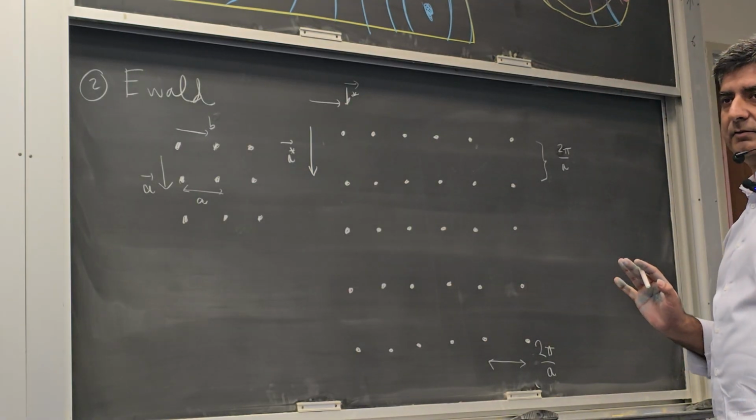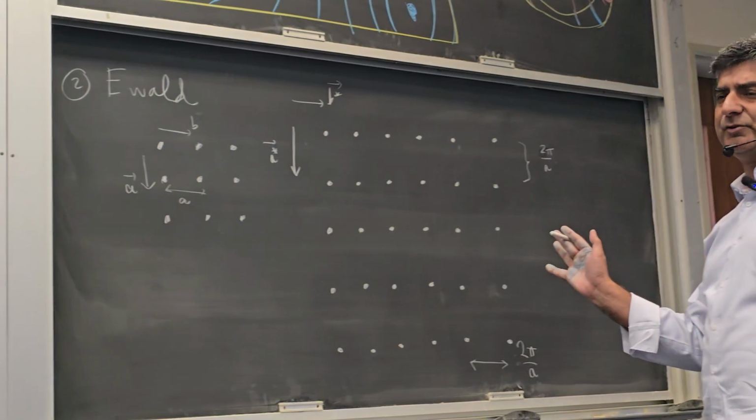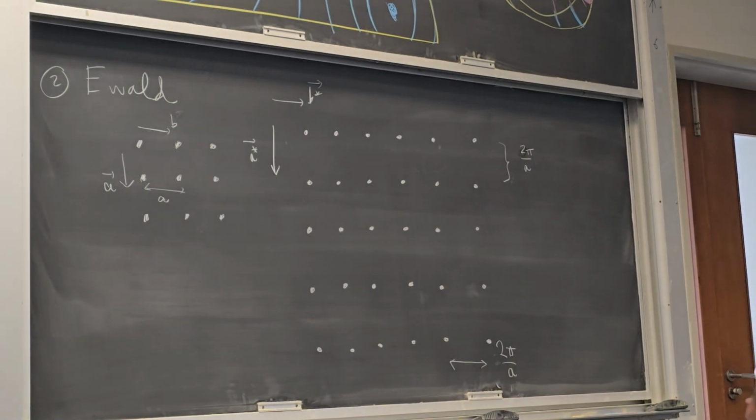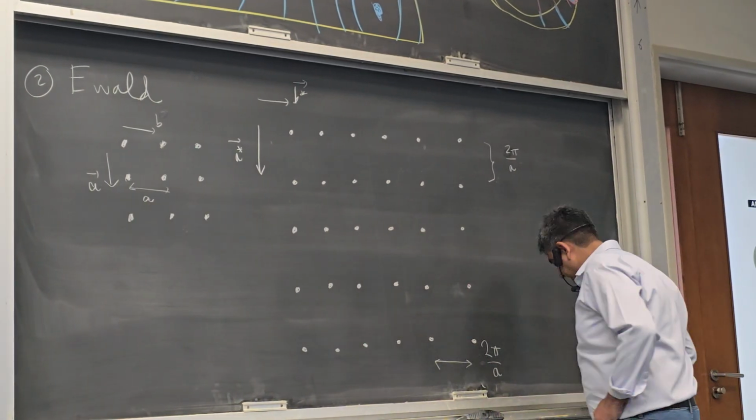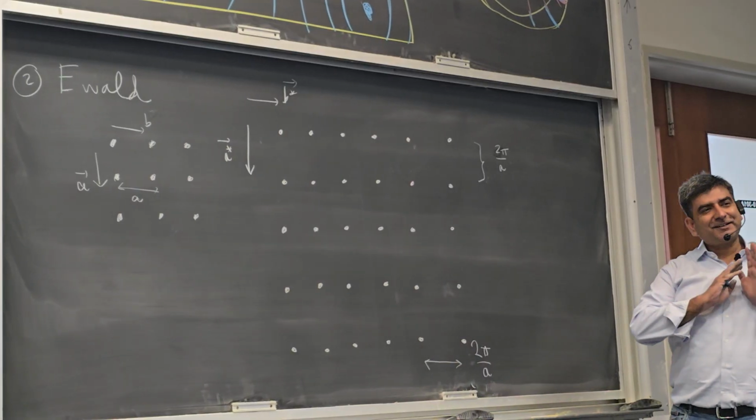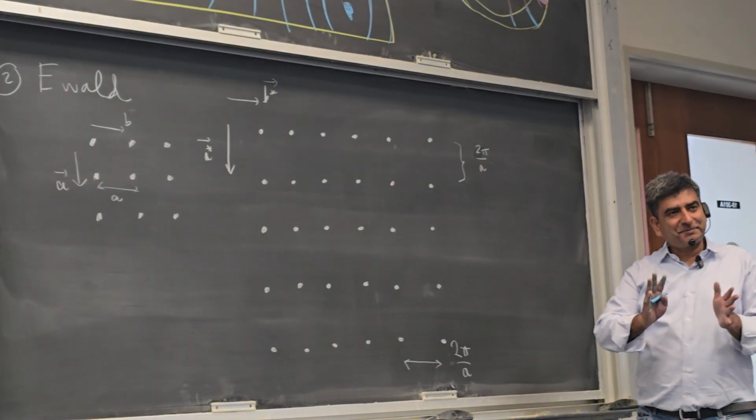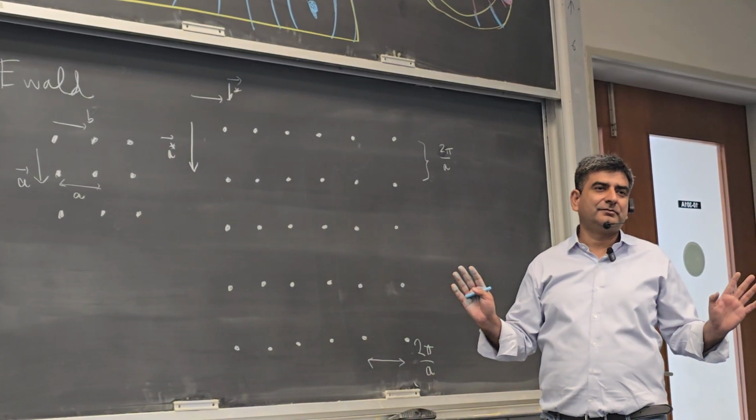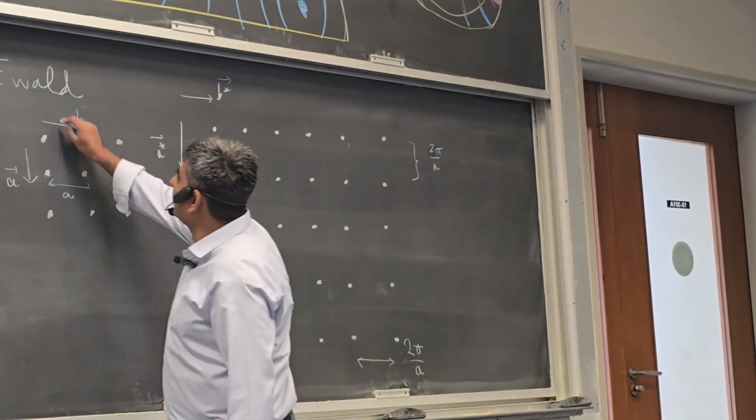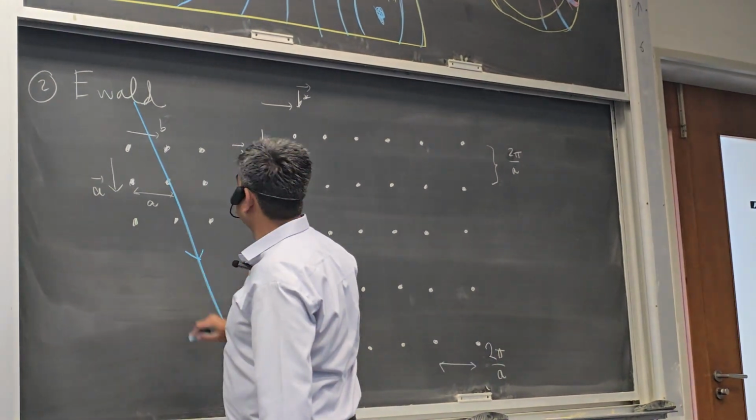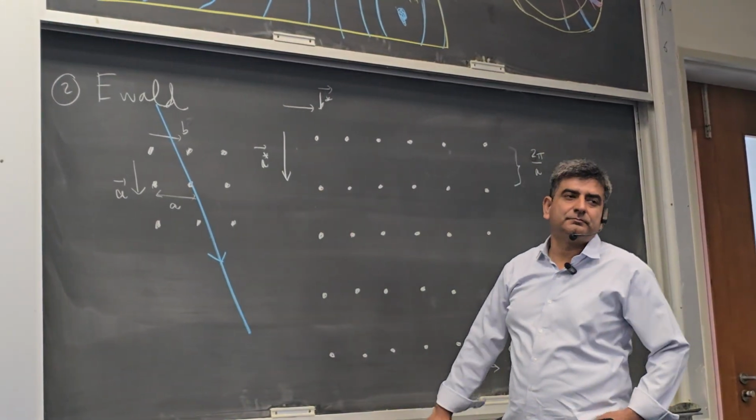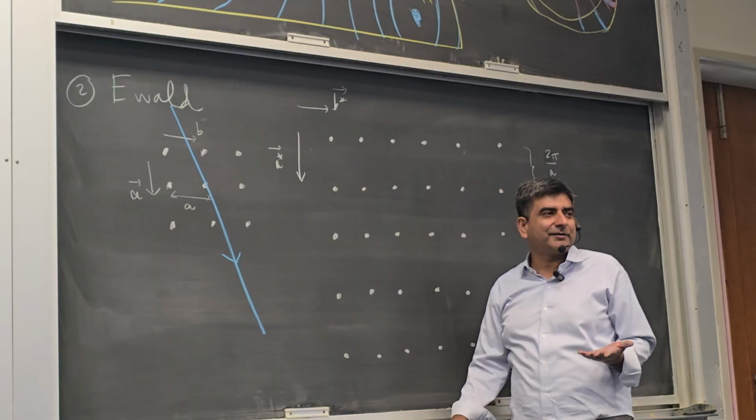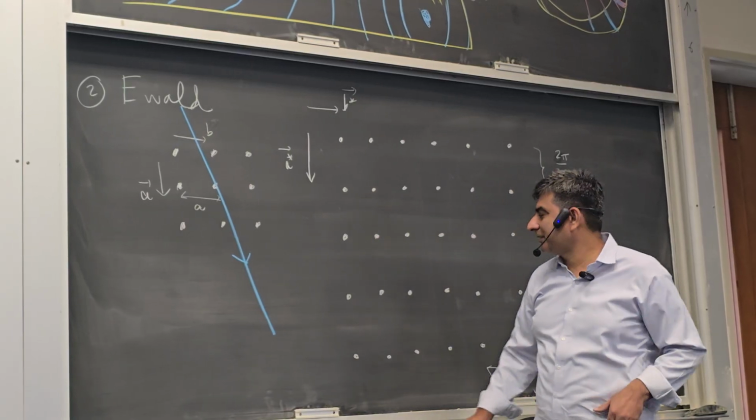I'm talking about cubic, otherwise they could have been different, but I'm keeping it simple. Okay, now X rays come in. Suppose X rays are coming into the direct space. They are seeing the crystal at a certain orientation. Okay, suppose this is the orientation of X rays.